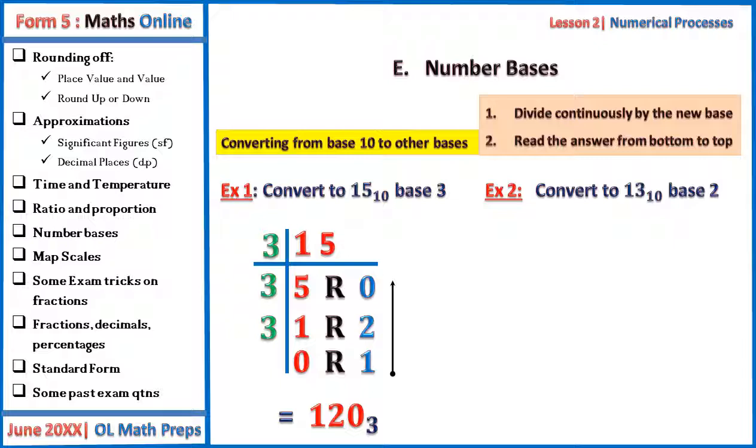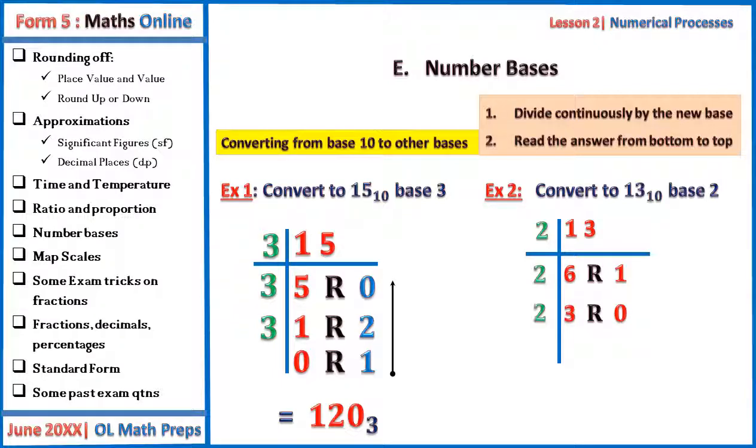Another example, convert 13 base 10 to base 2. Continuous division, we are dividing 13 by 2 continuously. 13 divided by 2 gives us 6, remainder 1. 6 by 2 gives us 3, remainder 0. 3 by 2 gives us 1, remainder 1. And 1 by 2 gives us a value of 0, remainder 1. When you get to 0, remainder something, then you have come to the end. So our answer, read from bottom to top, will give us 1101 base 2.